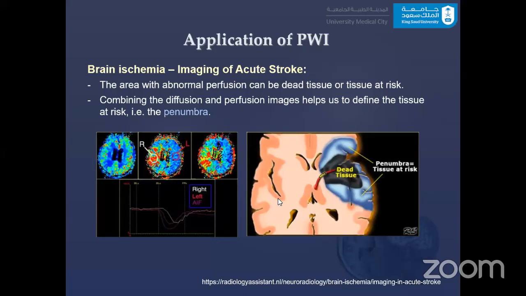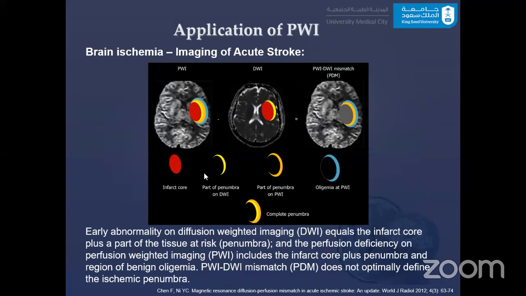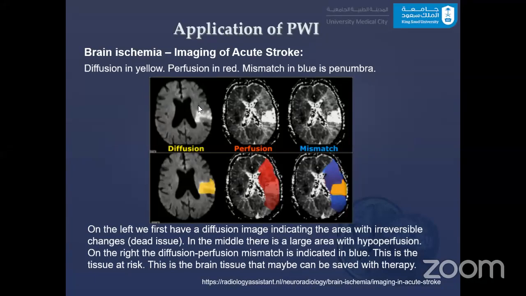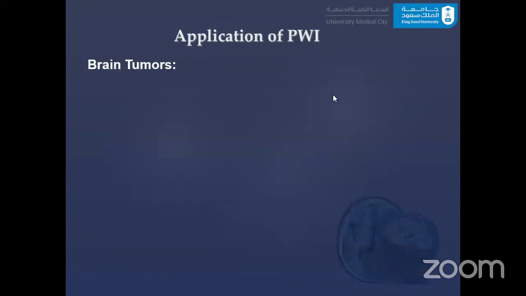As we can see, diffusion usually shows a larger area, and perfusion shows a smaller area, as shown in this example. This is the diffusion restricted area shown in diffusion weighted images, and that is the perfusion part affected. So the mismatch area is called the penumbra, which is the area that can be saved, if we try to intervene, we can help the patient with this part.